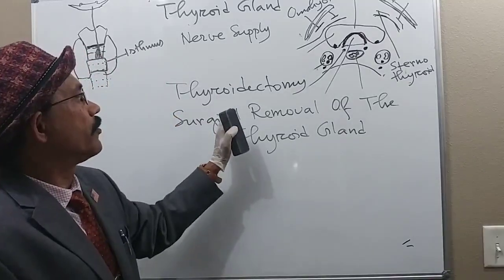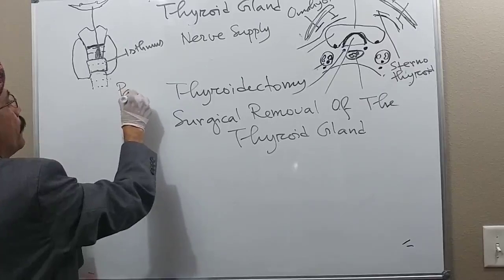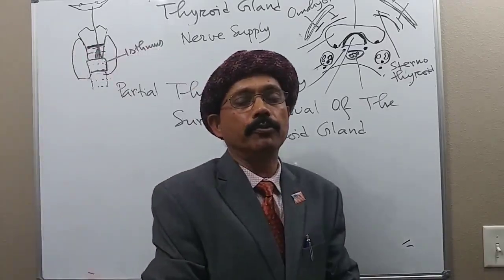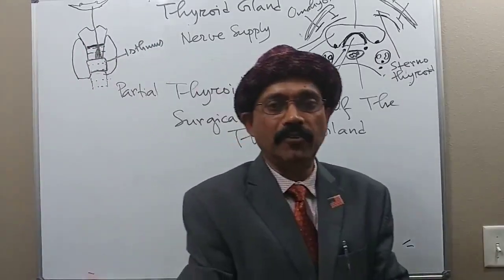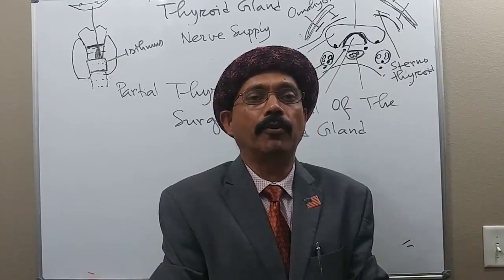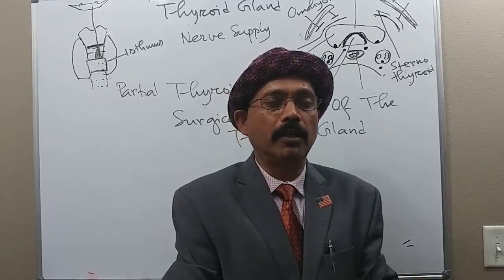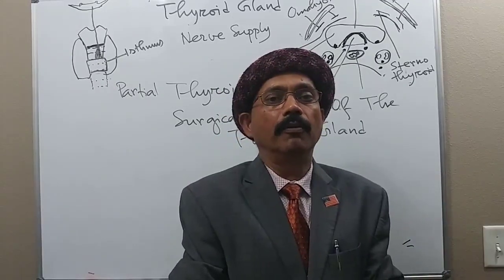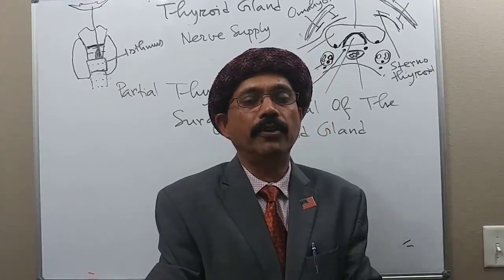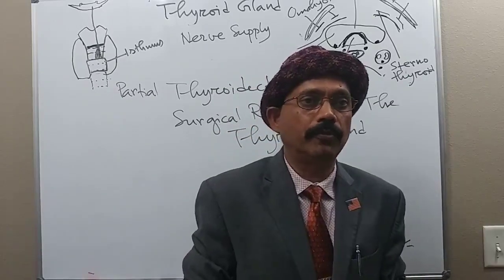Sometimes the surgeon may do a partial thyroidectomy. The idea is that they keep the posterior part of the thyroid gland plus the parathyroid glands, so that a person may not suffer from hypothyroidism or myxedema after the surgery, or from parathyroid hormone deficiency or calcium metabolism disturbance.